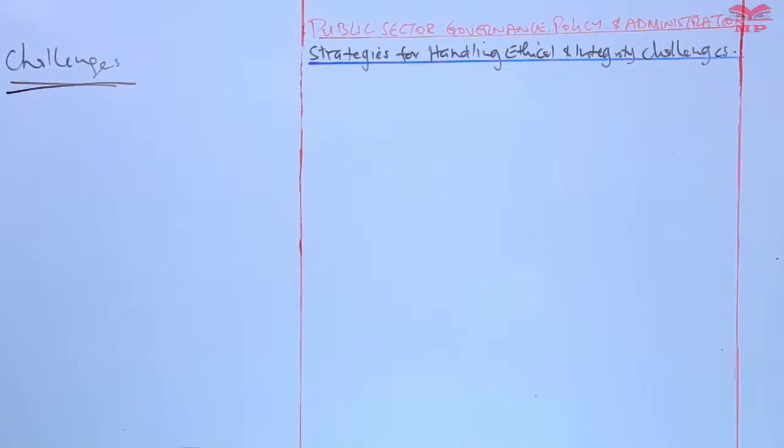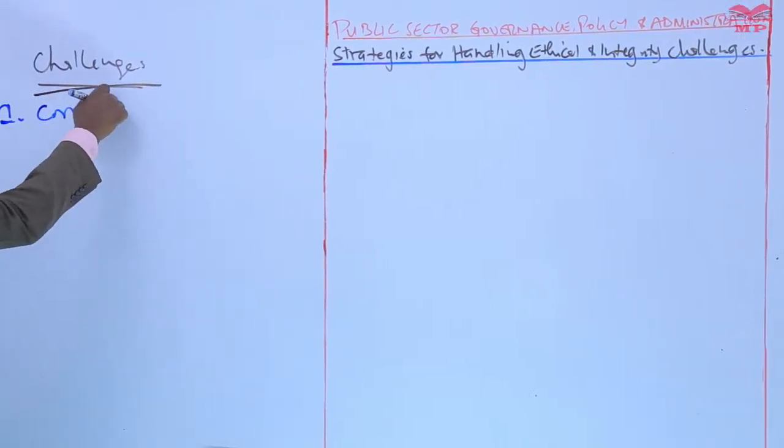Now, ethical and integrity challenges are pervasive, you can say, in Kenya's public sector, which hinder the sector's efficiency, effectiveness, and public trust. And there are several key issues that contribute to the complex problem of ethics and integrity in the public sector in Kenya today. And the first challenge is 1, corruption.